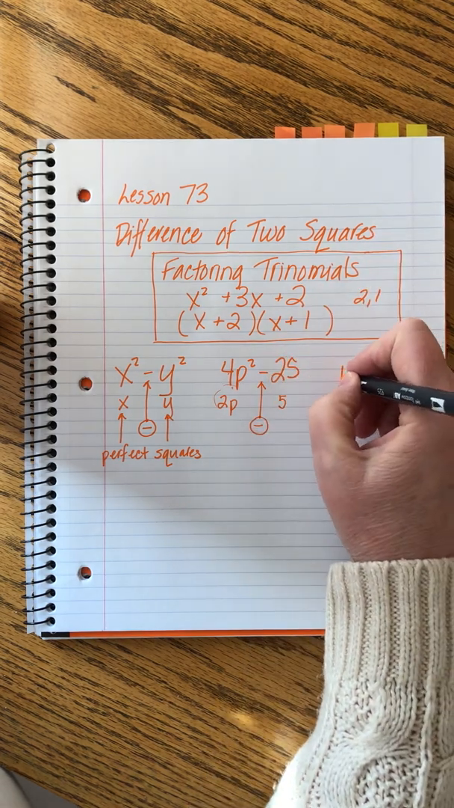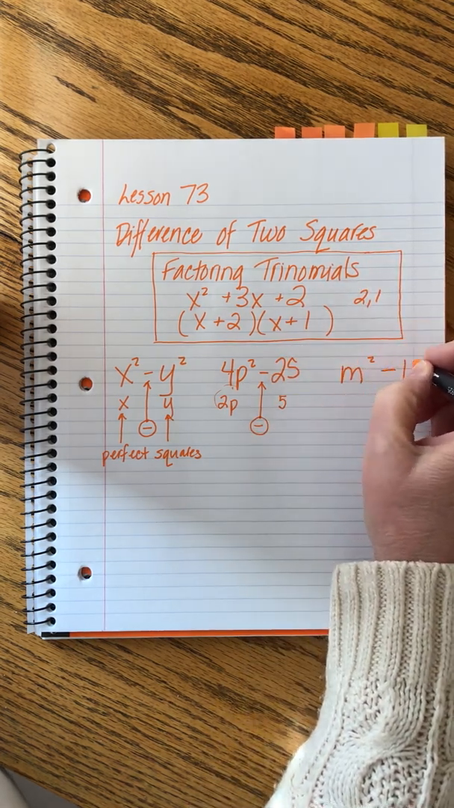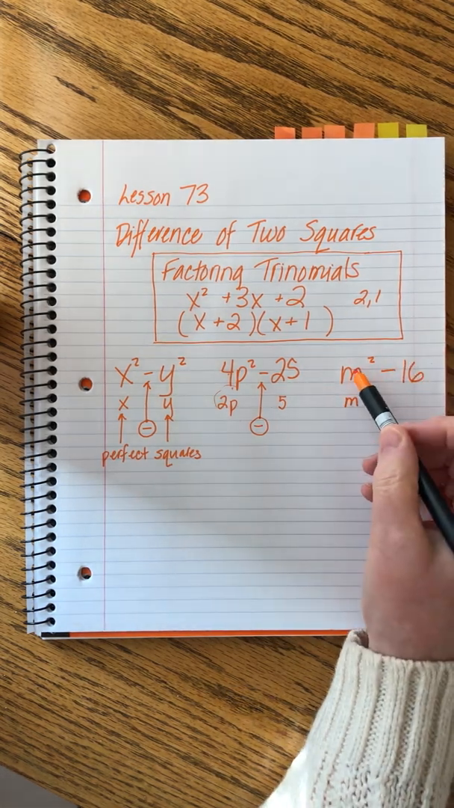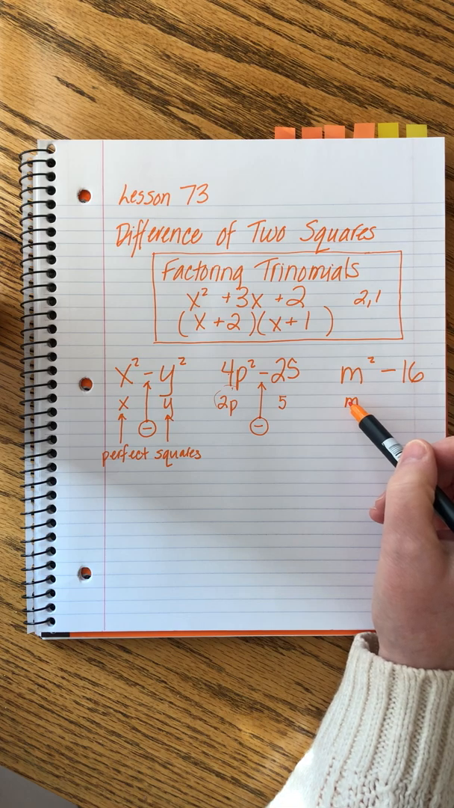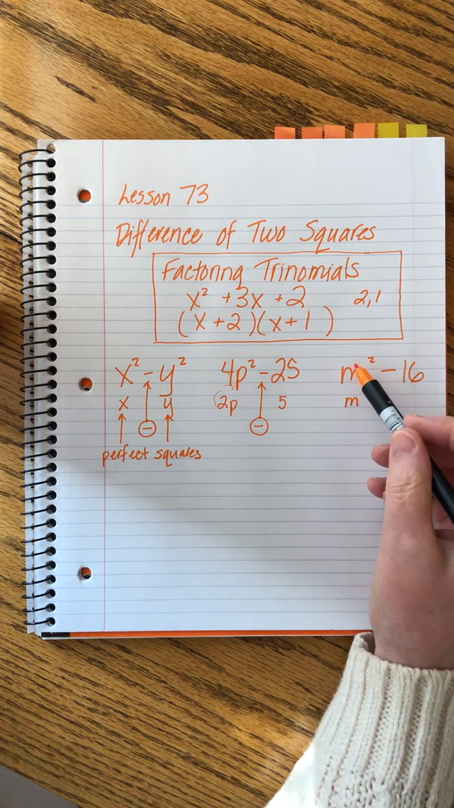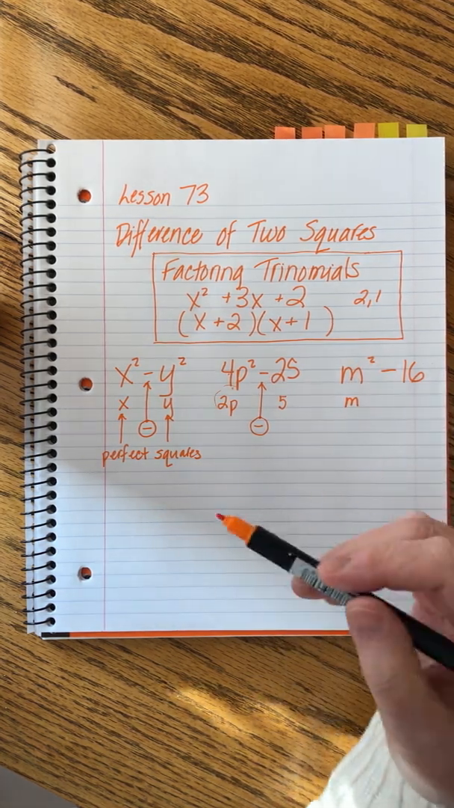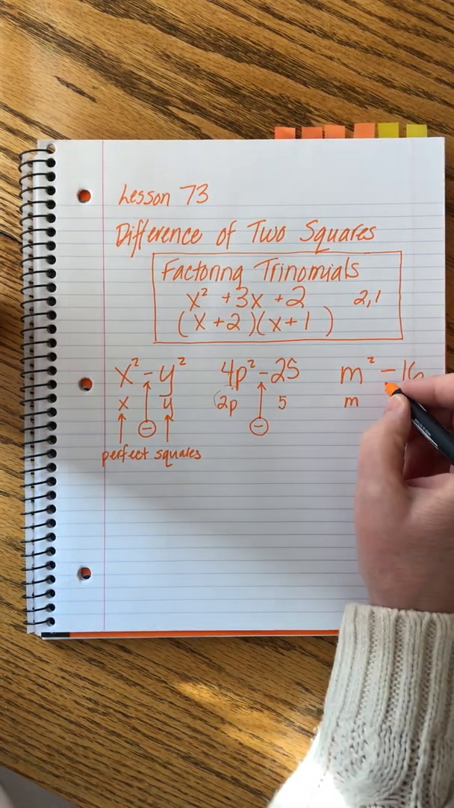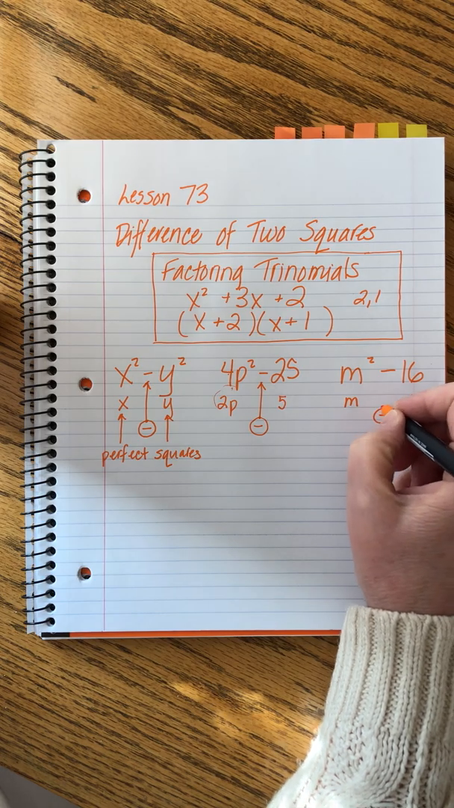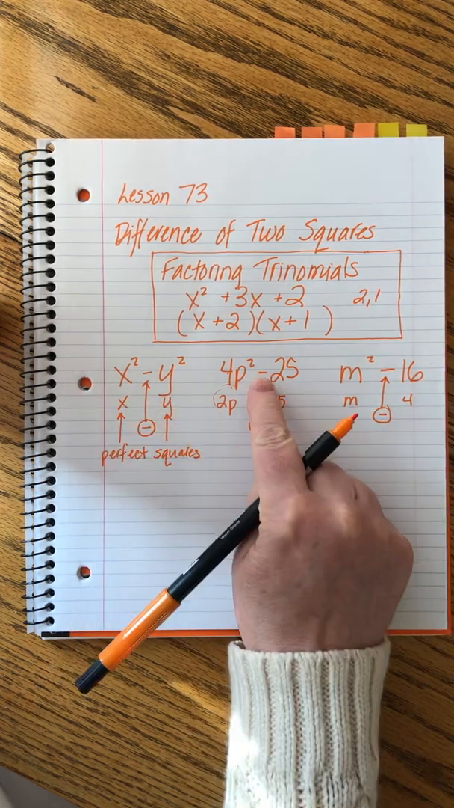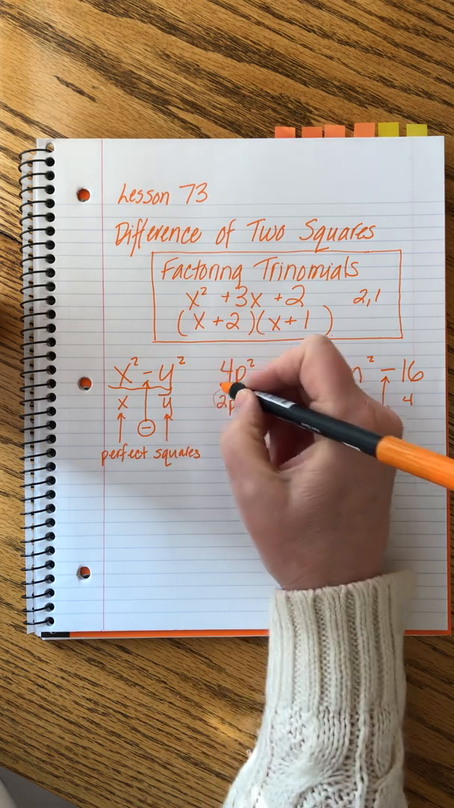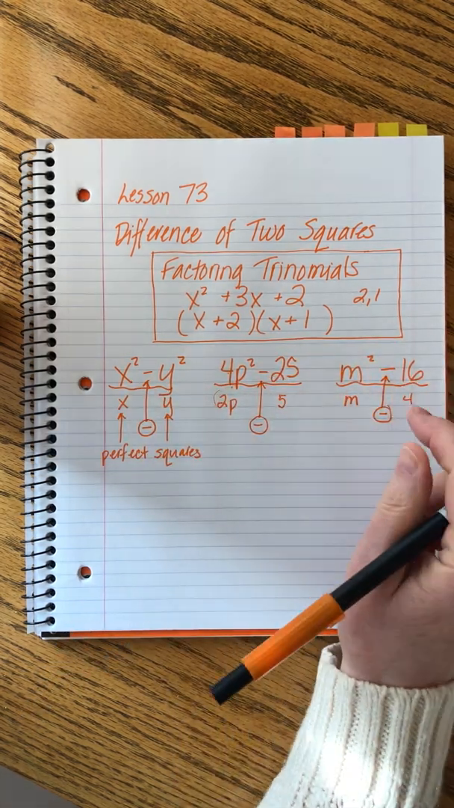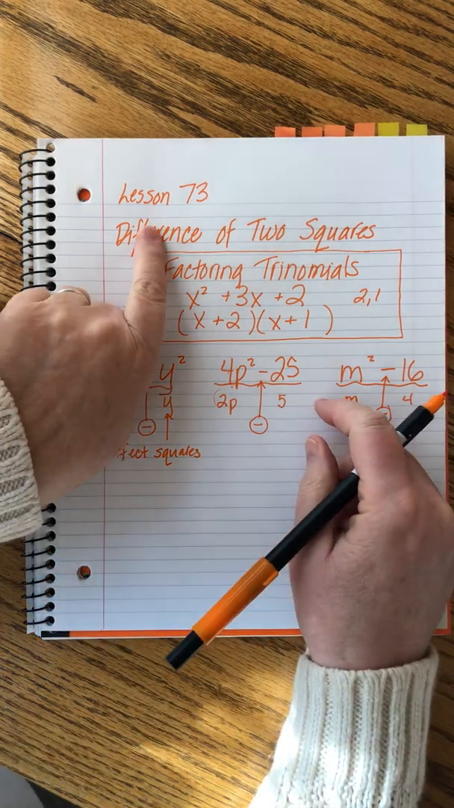Here's another example. What if we had m squared minus 16? We go, oh, okay, well, the square root of m squared is m, which is another way of saying m is the perfect square, right? We can talk about it in circles. 4 times 4 is 16. And there is our lovely minus sign. So all 3 of these original expressions I showed you, notice they only have 2 parts, but they all work for difference of 2 squares.